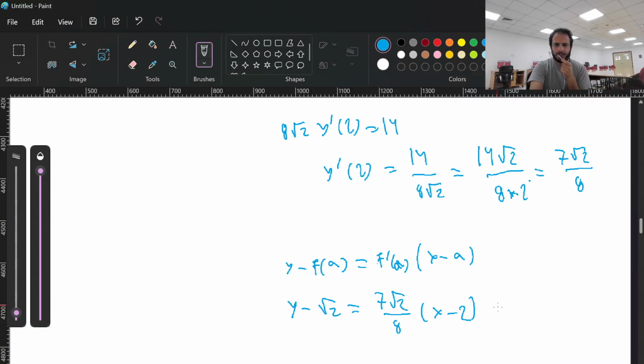Now, as you like, if you want to simplify more, you can simplify. You can multiply this number here, and then you add the square root of 2 to both sides. You decide whether this is necessary or not.